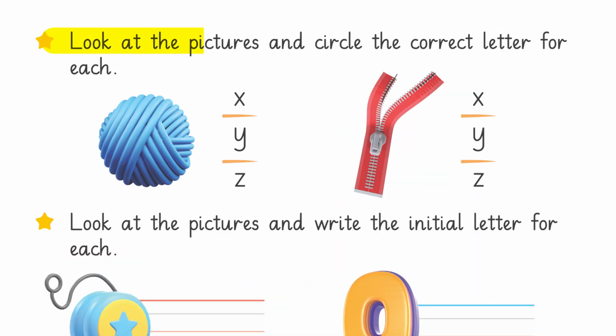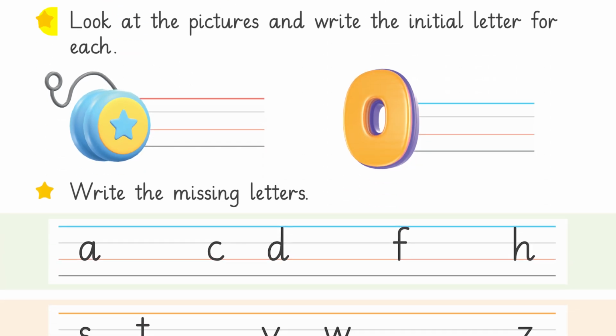Look at the pictures and circle the correct letter for each. This is yarn, so encircle Y, and this is zip, so encircle Z. Look at the pictures and write the initial letter for each. This is yo-yo, write Y, and this is zero, write Z.